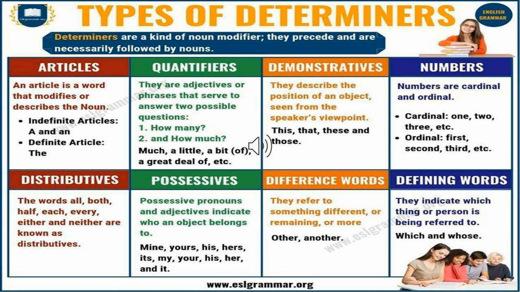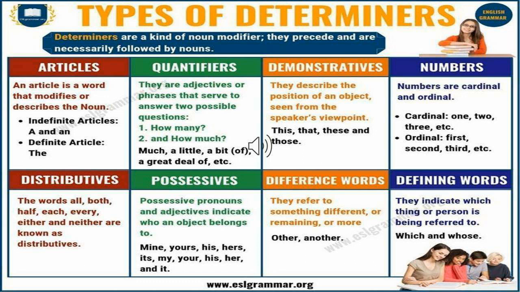Next, demonstratives. They describe the position of an object seen from the speaker's viewpoint. Demonstratives can be used both as adjectives and pronouns. This, that, these, and those are demonstratives. For example, this building is very tall. That was rude behavior on your part.